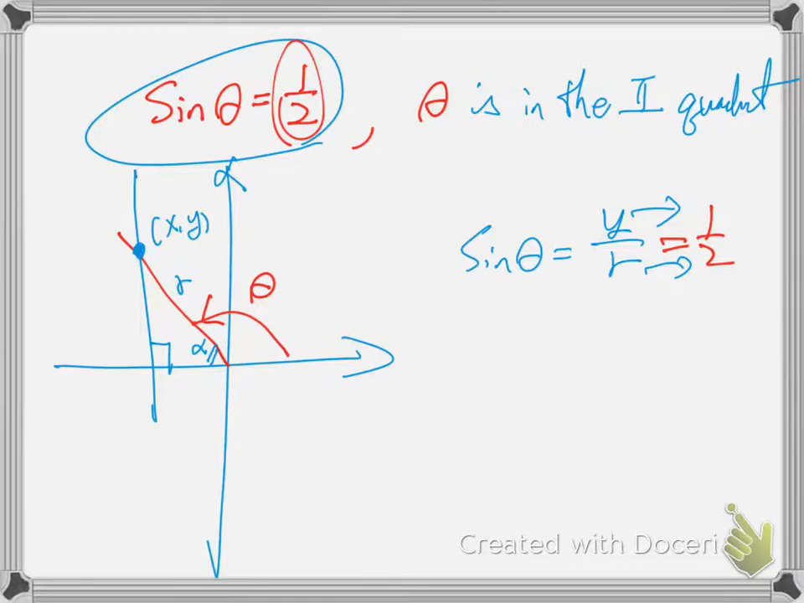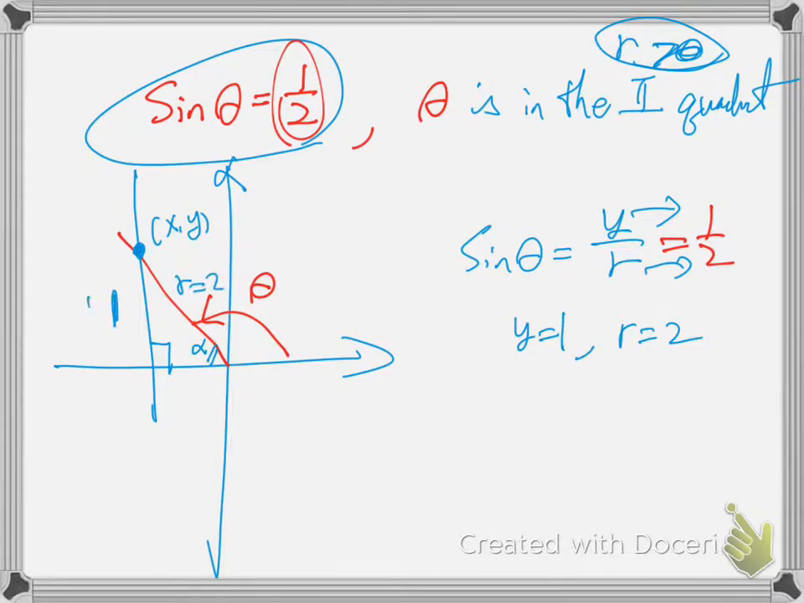We can choose any point xy on the terminal side, so the easiest way is to choose y equals 1, r equals 2. The positive case is easier. If it's negative, you have to choose y to be a negative number. Remember, r is the distance, so it's always positive.